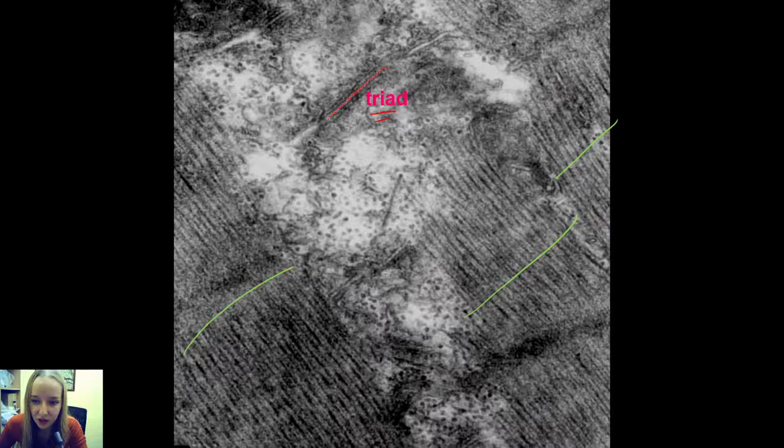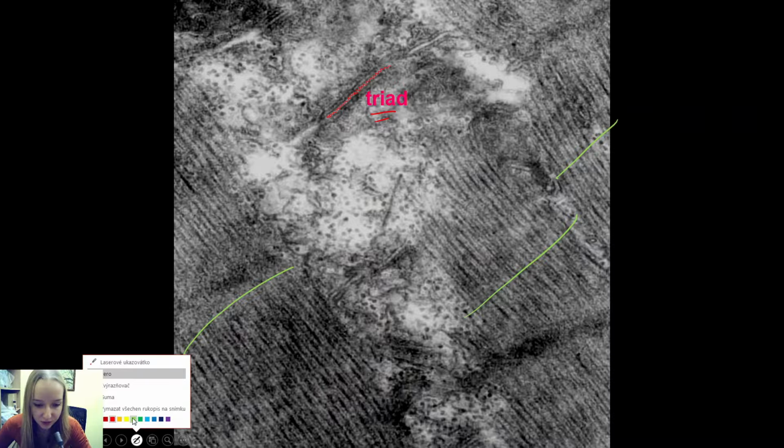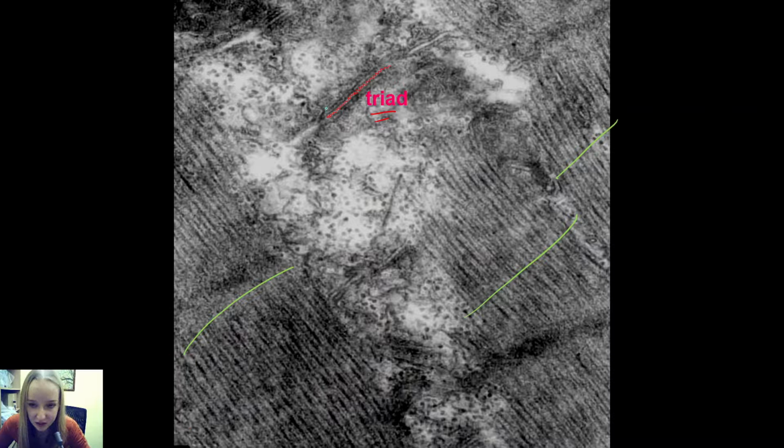We can see it only somewhere here because it's a little bit curved, so you cannot see the whole triad moving across. This is just a section, just remember that. We can see only a part of it. And really this is the T-tubule, and around the T-tubule we have terminal cisternae. Here we have one terminal cisterna and the second one here. And this is the smooth endoplasmic reticulum on one side and on the other side.